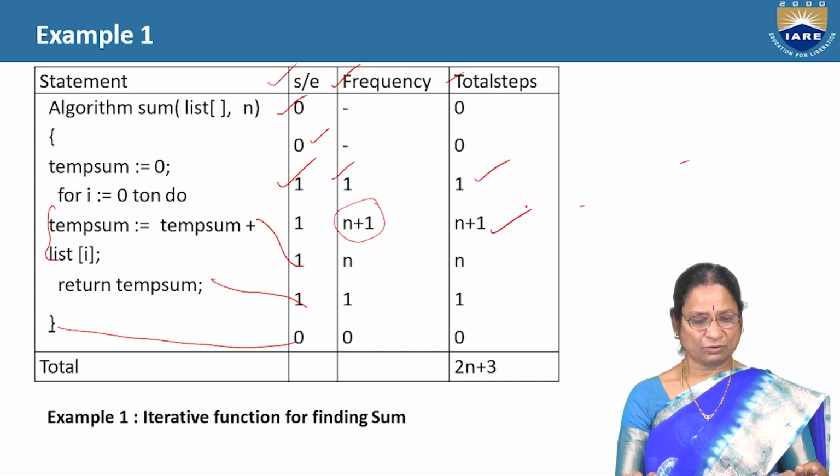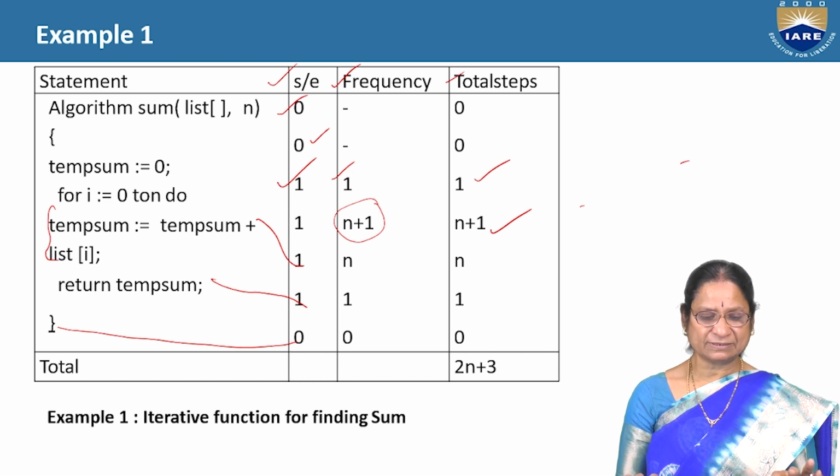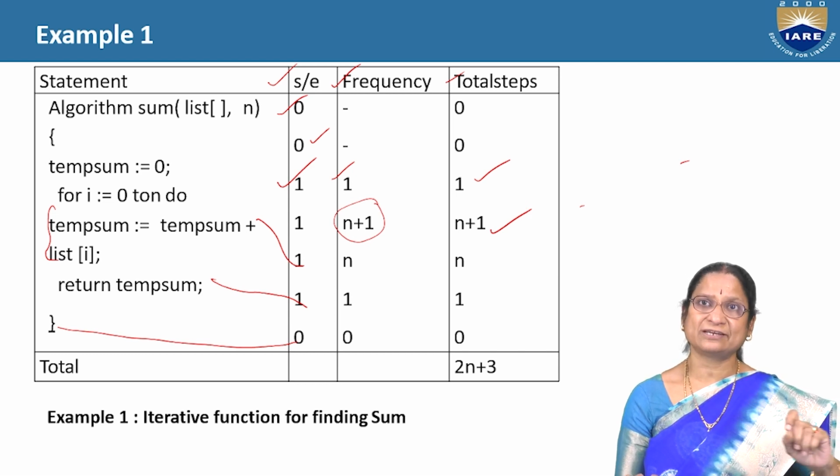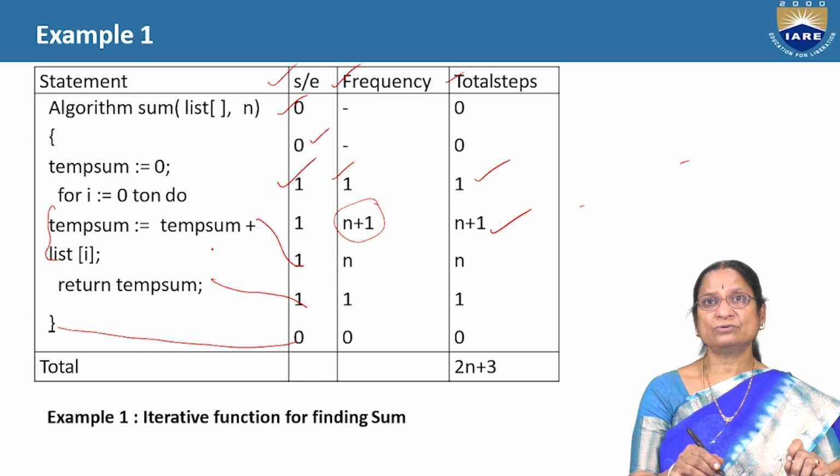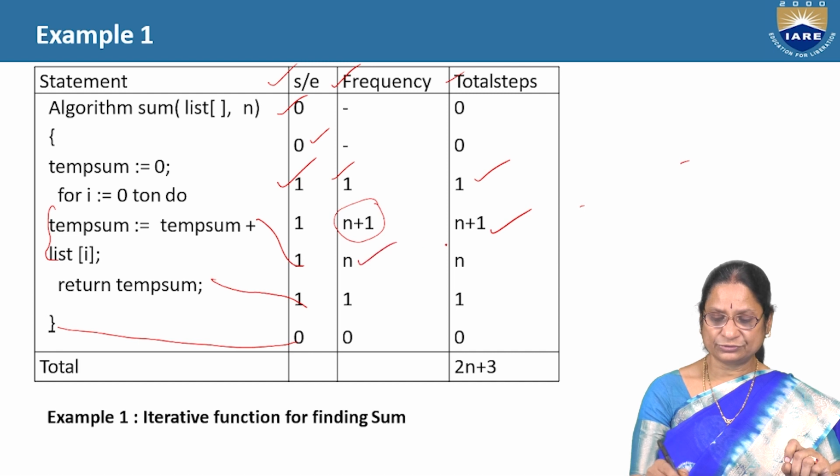Next, within the for loop, what is there? Temp sum is equal to temp sum plus list of I, one executable statement. But how many times does it execute? Within the loop, so n times it will enter the loop. So it will be n.